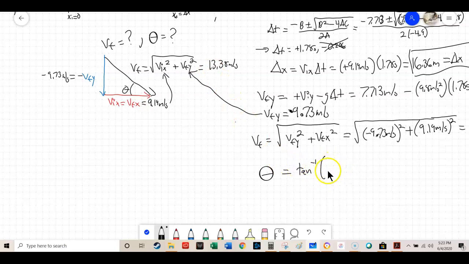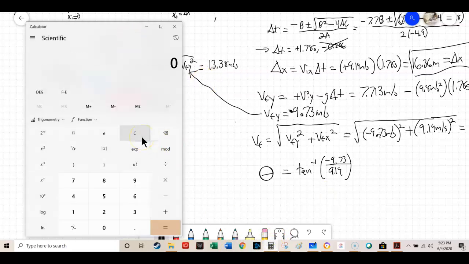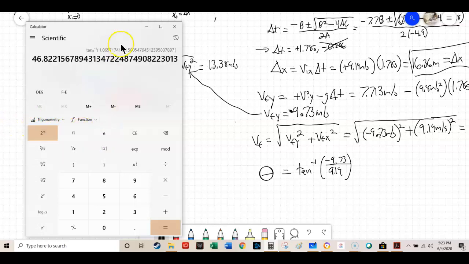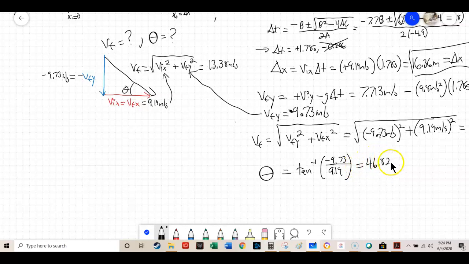Anyways, let's just do this right here. So this is going to be negative 9.73 divided by 9.19. So 9.73, just put in negative, divided by 9.19. You don't have to put the negative in there. Equals, and we're going to do the inverse tangent of that. So it's coming in at an angle of 46.82 degrees as well.